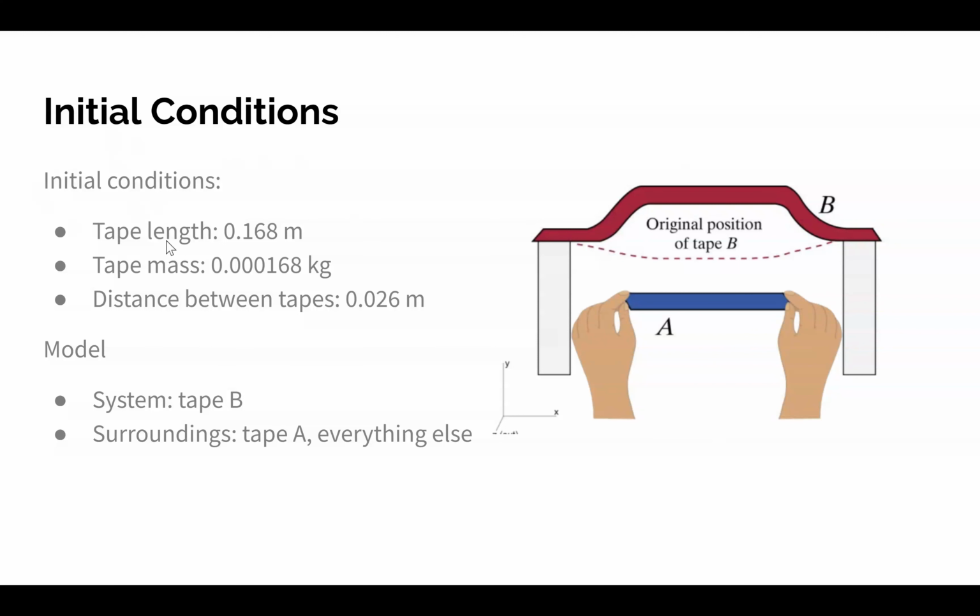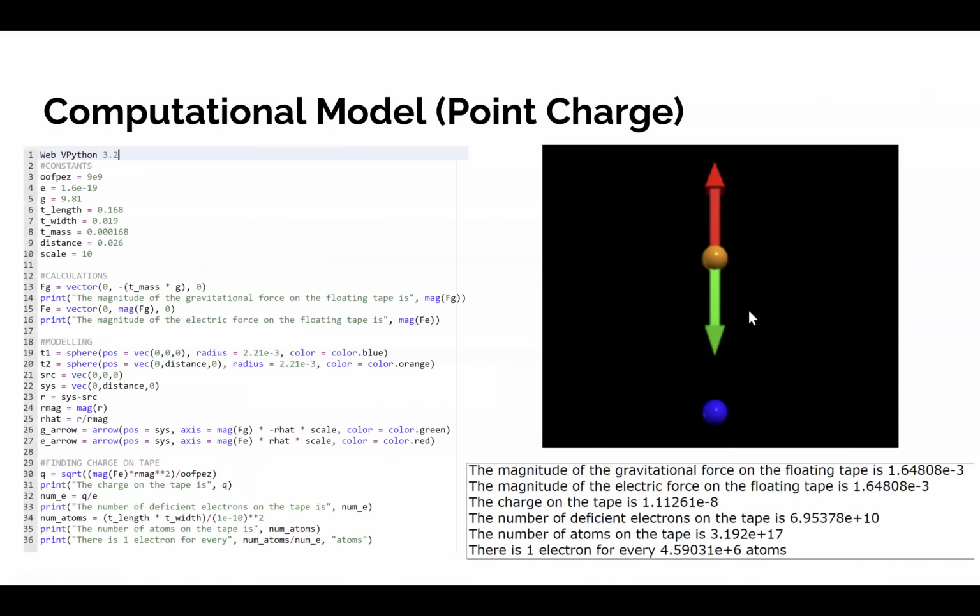And so the initial conditions are that the tape length was 0.168 meters, tape mass was 0.000168 kilograms, and the distance I measured between the two tapes is 0.026 meters. And in this scenario, the system is tape B, and the surroundings is everything else, including tape A. So here's my model for the point charge model.